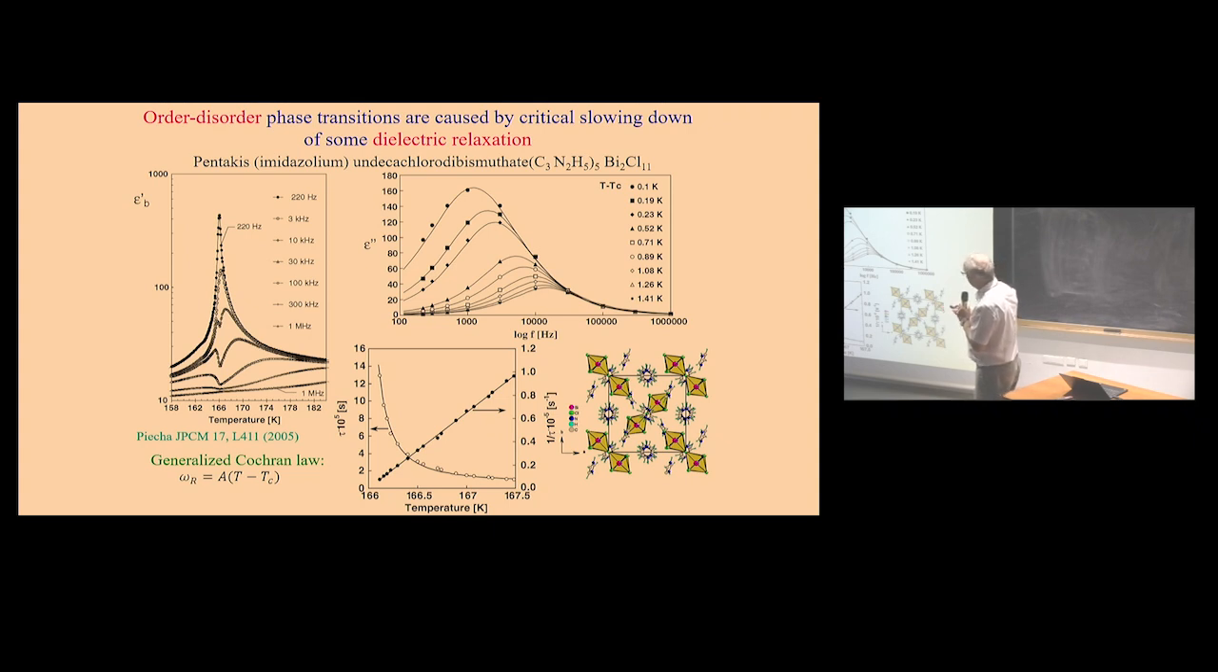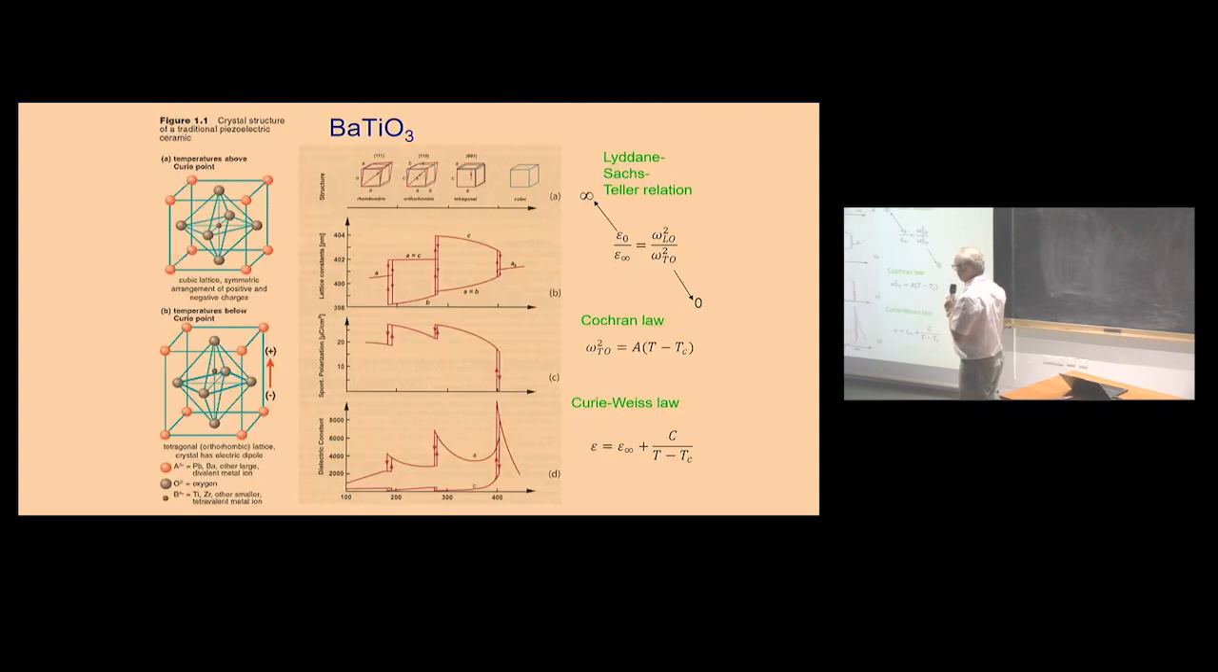Here is epsilon double prime, imaginary part of permittivity, showing this softening, and here it is shown this softening of the relaxation. So order disorder has such strongly frequency-dependent peak of permittivity. In the case of pure displacive phase transition, the peak of permittivity is almost frequency independent. But life is more complicated.